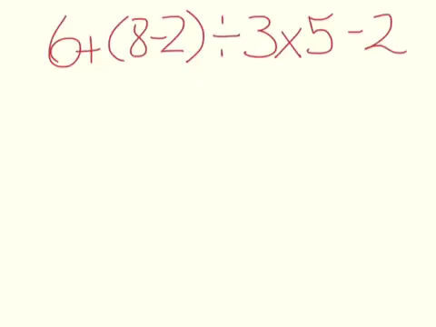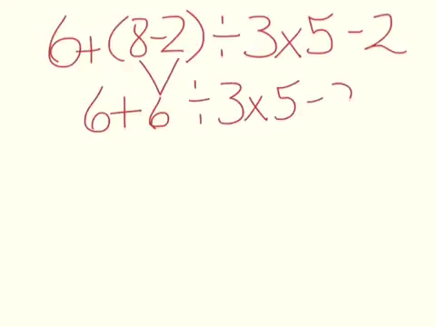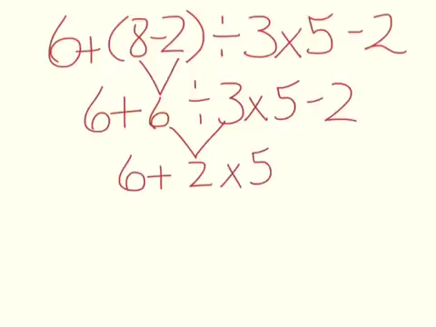Let's look at one last problem. So here we have multiplication, we have some division, we have some addition, and we have some subtraction, and we have parentheses. So as always, we start with our parentheses first. 8 minus 2 is 6. I'm going to bring down everything else exactly as it is written. So now I have addition, division, multiplication, and subtraction. The rule says I'm going to do division first. So I have 6 divided by 3 is 2. And then I'm going to bring everything else down.